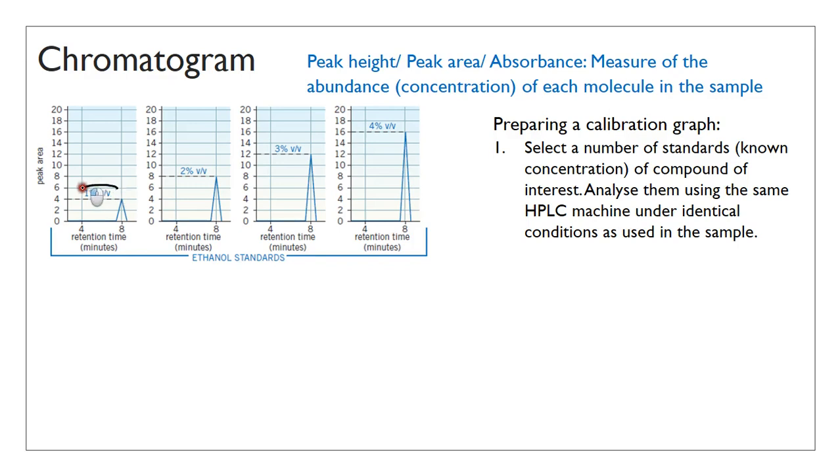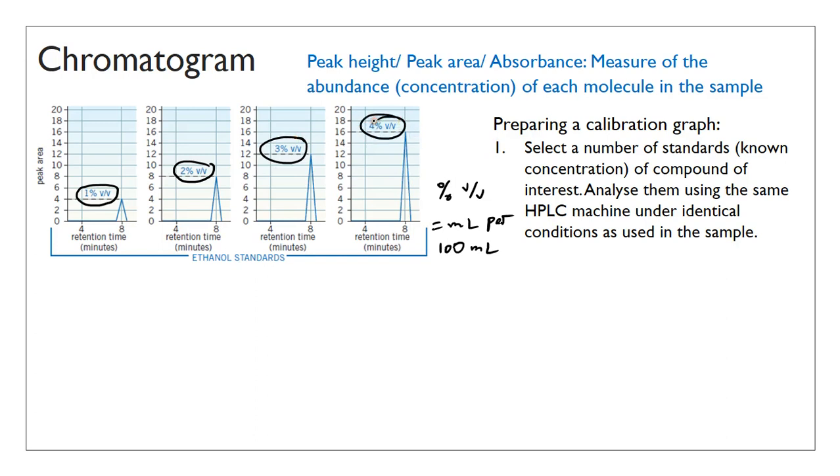Now, the concentration in this particular example is being reported as percentage volume per volume, which is just another fancy way of saying how many ml of ethanol per 100 ml of solution. This is actually the way that ethanol is normally reported in alcoholic beverages, so it's normally percentage V by V. The blood alcohol concentration is actually percentage grams per volume. Anyway, I start getting sidetracked again.